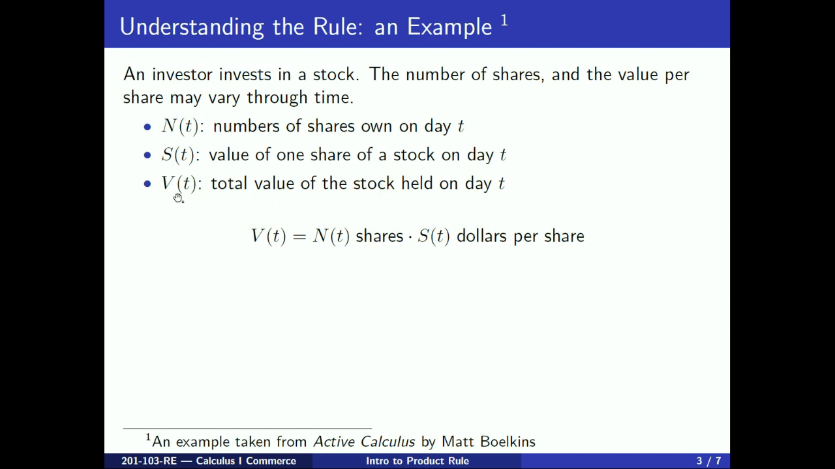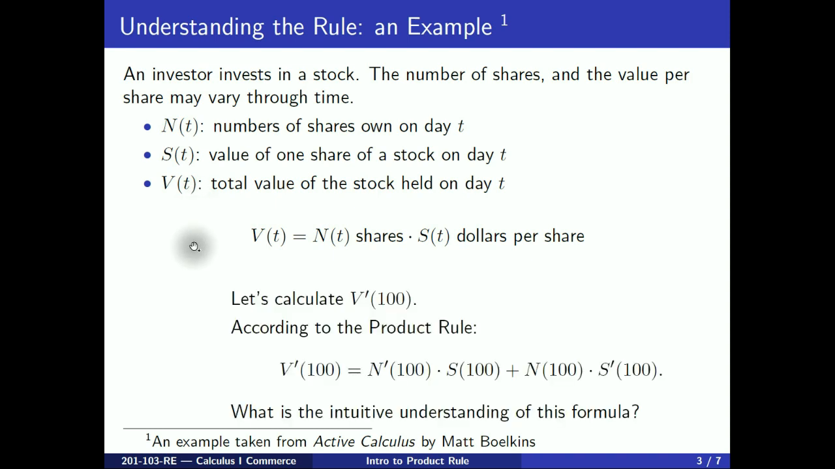According to the product rule, since v of t is the product of n of t times s of t, the derivative of v, say on the 100th day, is given by n prime of 100 times s of 100 plus n of 100 times s prime of 100. What I want to look at is if there's a way to understand this sum in the context of the problem and get an intuitive understanding of where the product rule comes from.